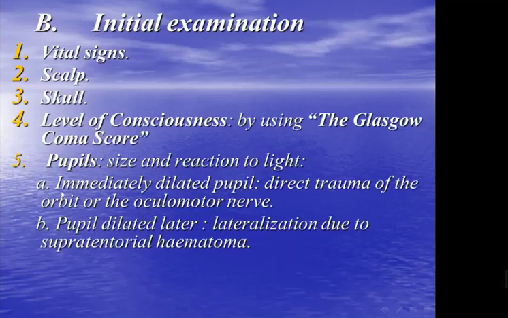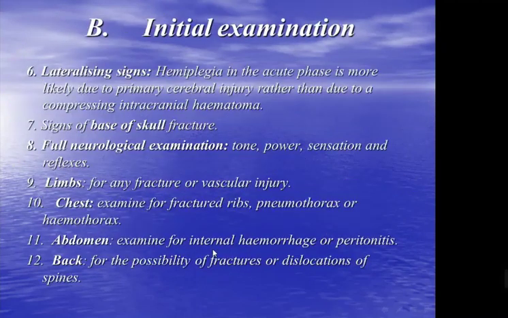Put in mind the following points: pupils that dilate immediately after the trauma or after the injury indicate direct trauma of the orbit or the oculomotor nerve. While pupils dilated later is a lateralizing sign due to supratentorial hematoma, like extradural hematoma. Also, examine the patient for lateralizing signs. Hemiplegia in the acute phase is more likely due to primary cerebral injury rather than due to a compressing intracranial hematoma.